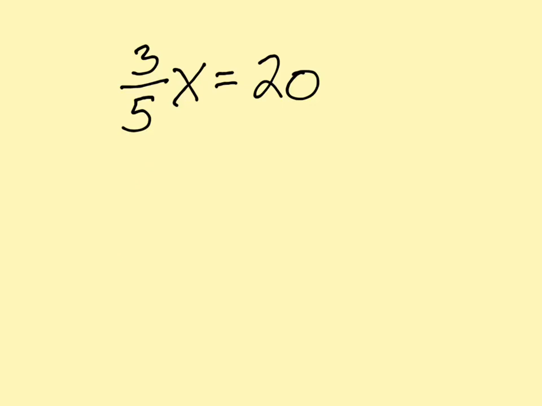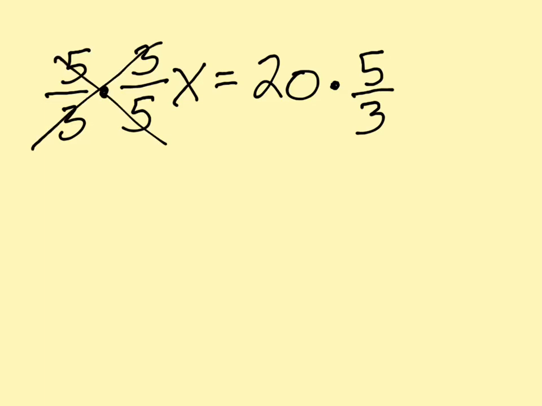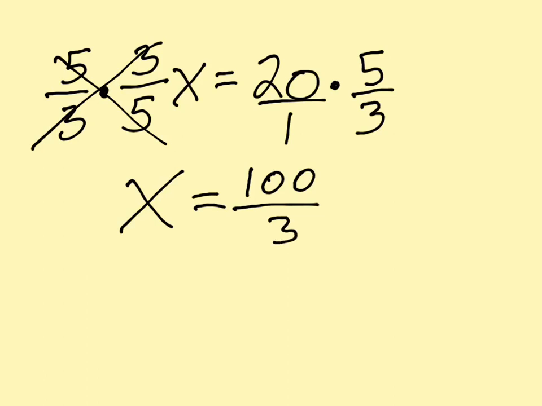Well, the reciprocal of 3/5 is 5/3. So I'm going to multiply the left side by 5/3 and the right side by 5/3. This undoes that, this undoes that, leaves me with just x equals 20 times 5/3, that's like 20 over 1 times 5/3. That doesn't simplify at all, and so we get 100 thirds. So x equals 100 thirds. We started with 3/5 x equals 20, and all we did was multiply by the reciprocal to get rid of that. Let's take a look at another problem.